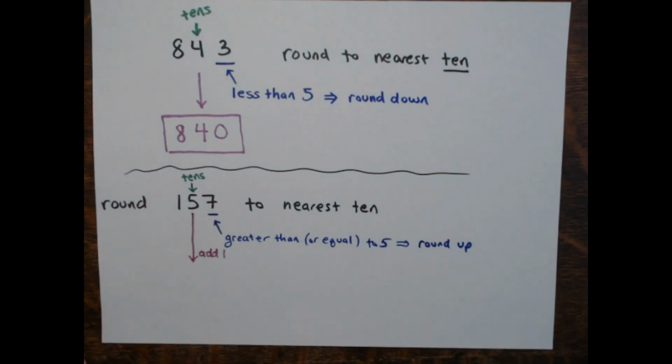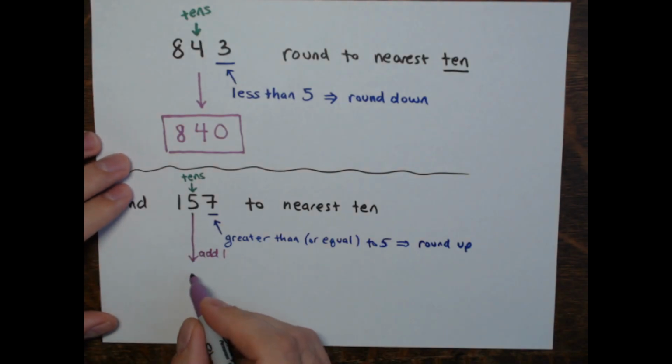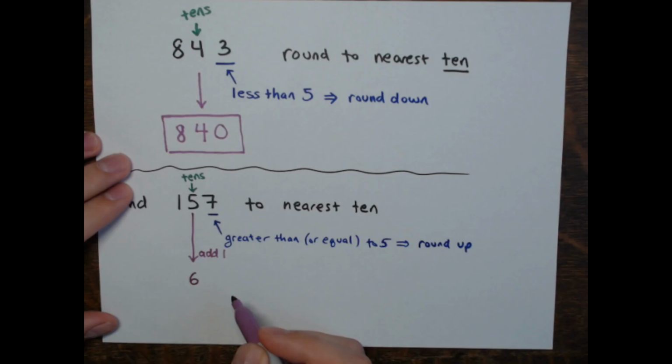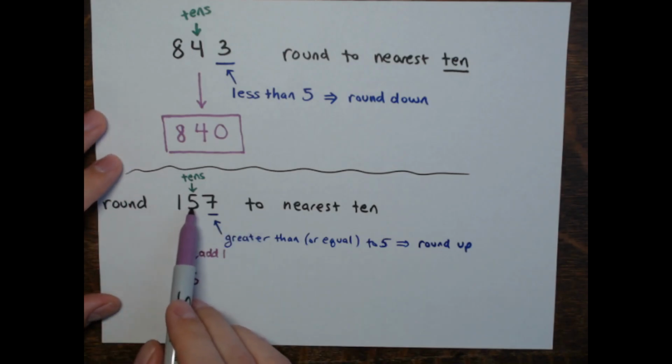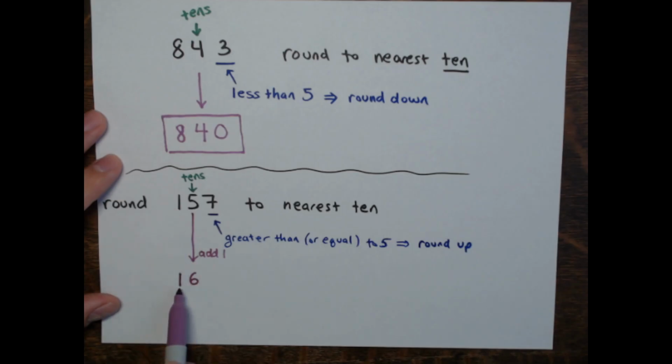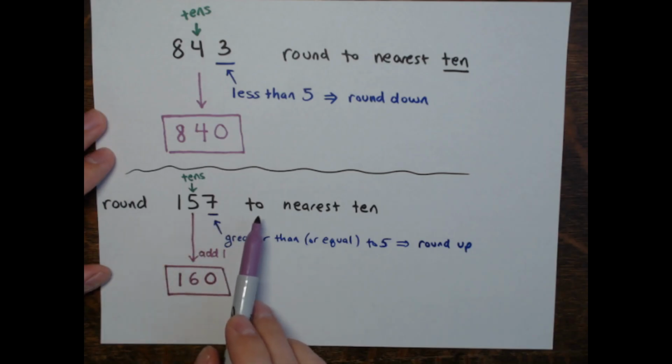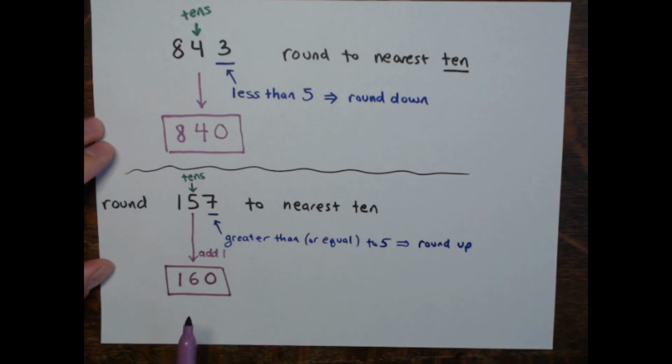But there are no 9s here. So 5 becomes 6 in the tens place. Since that wasn't a 9, all the digits before that stay the way they are, so still a 1 in the hundreds place. And then all the digits to the right of the place that we're rounding to are zeros. So here we are, 157 rounded to the nearest 10 would be 160.